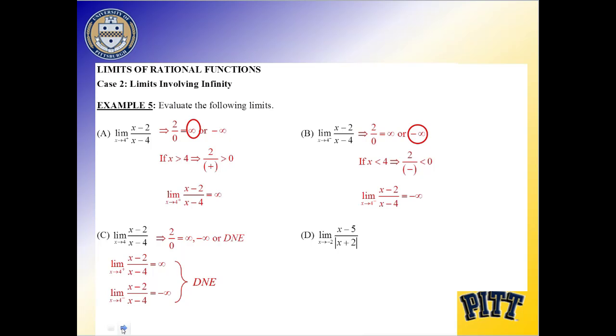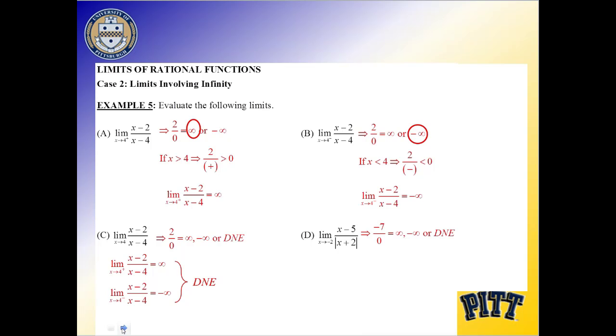A lot of times you're going to be given a rational function like this and be asked to do a two-sided limit, like in part D, where we want to do the limit as x approaches negative 2 of x minus 5 over the absolute value of x plus 2. Now again, the first step I do is I plug negative 2 in. I get negative 7 over 0.